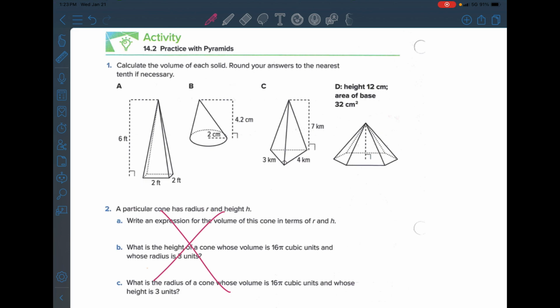These are all cones and pyramids. So you're going to use this. Capital B means the area of the base. So you have to figure out what the base is. This is a square, so capital B equals side squared. On this, it's a circle. You should know these. This is a right triangle, so capital B is 1/2 times base times height.